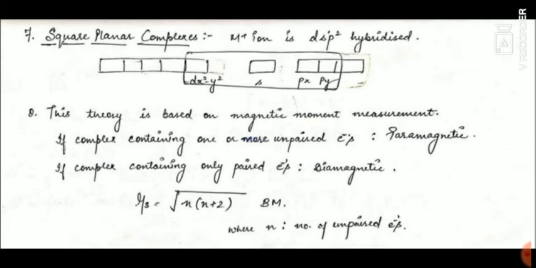If we want to know about the spin of electrons, or the magnetic moment of electrons, it is defined by mu s, and the formula is square root of n(n+2), where n is the number of unpaired electrons, and the unit is Bohr magneton. This is your topic, valence bond theory.